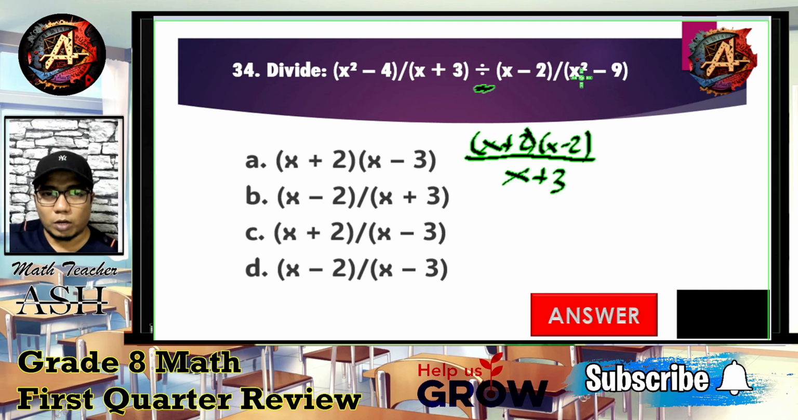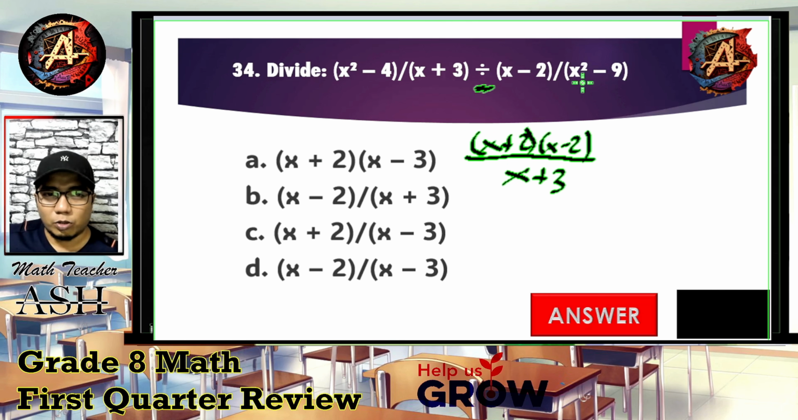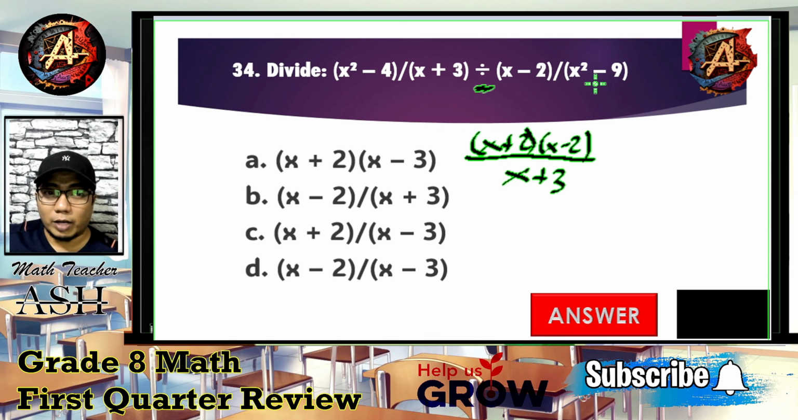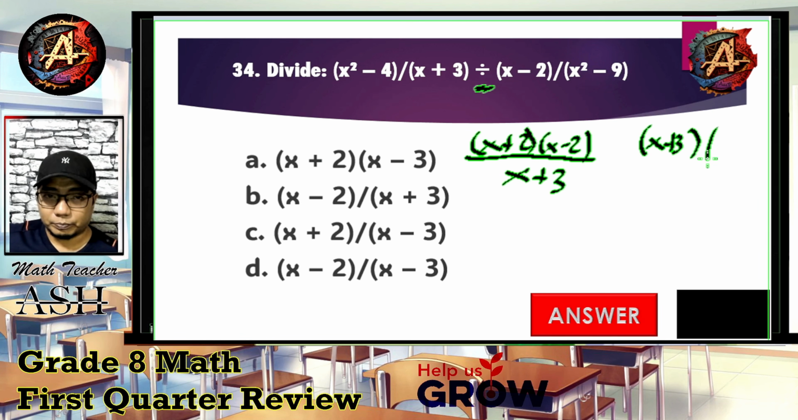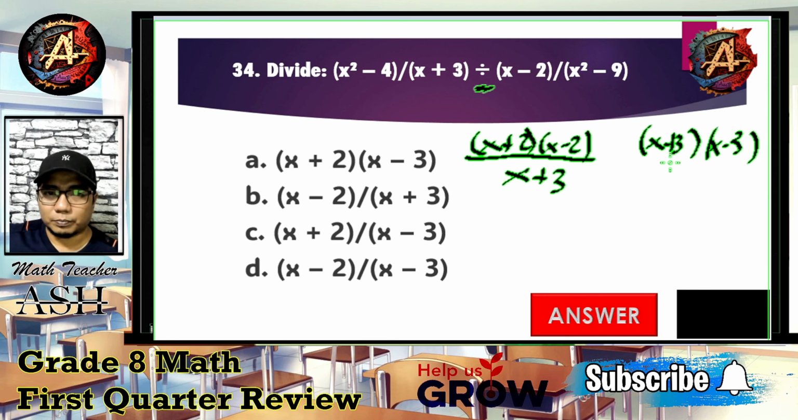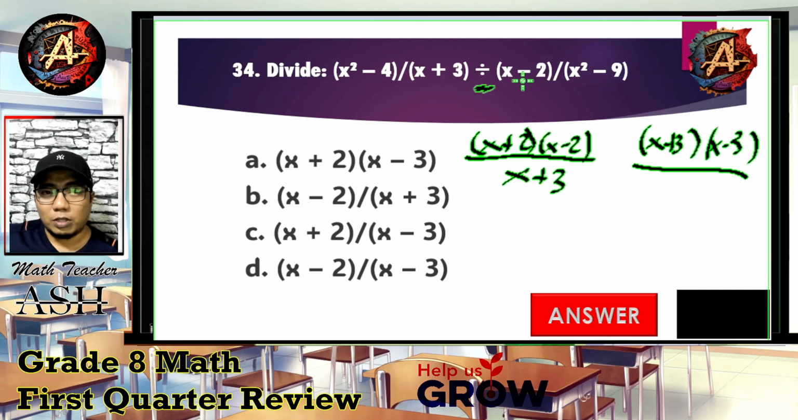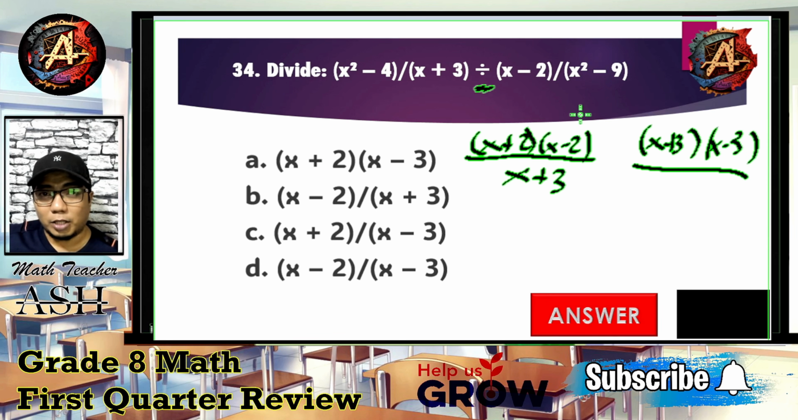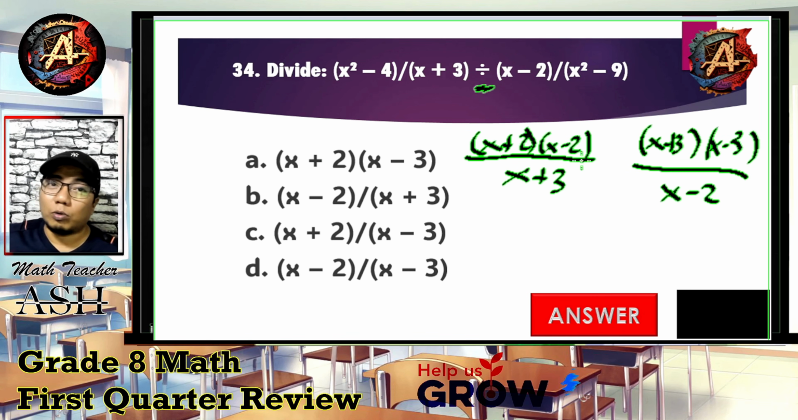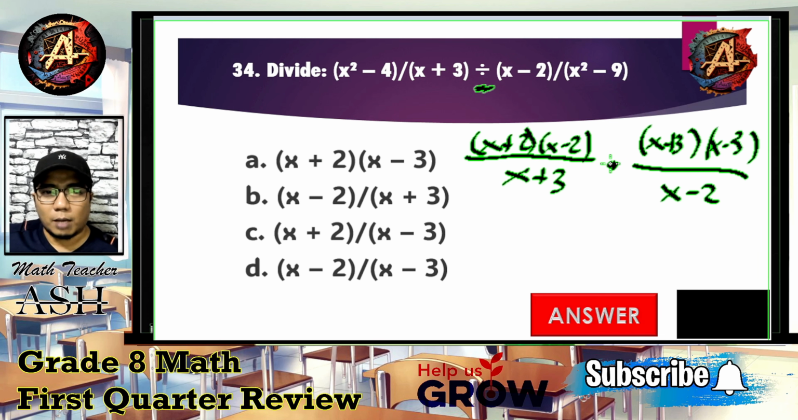So when you flip this one, your x squared minus 9 will become the numerator. And this x squared minus 9 can be factored, so that is (x plus 3) and (x minus 3). The numerator in the second fraction, x minus 2, will now become the denominator because we flip it. After you use the K and the F, we have the C. You change now the operation into multiplication. So this will become a multiplication.